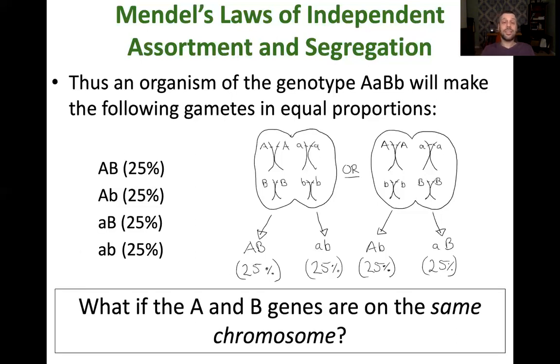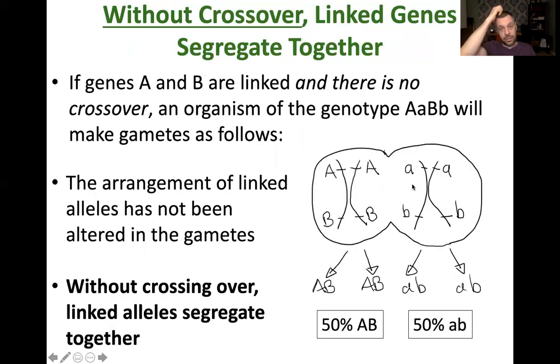So the question we're addressing today is basically, what if the A and B genes, as shown here, are on the same chromosome? So we're going to see a similar thing in the next slide, but instead of having 2 chromosomes here, A being on one and B being on the other, A and B are going to be on the same chromosome. So let's see what that looks like.